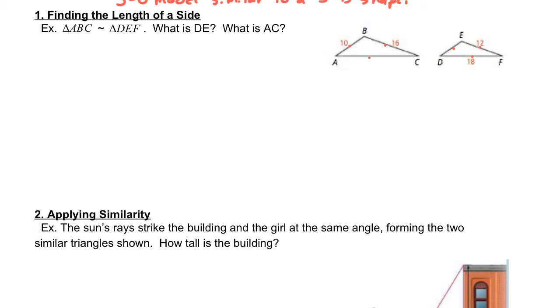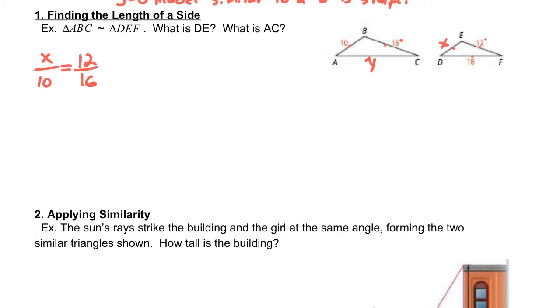Let's just use X for DE. Let's use Y for AC. DE is proportional to AB. So that means X is proportional to 10. And then from that same triangle, 12 EF is proportional to 16 BC. So I could write this as 12 over 16. You've got to notice that 12 and X are on the same shape, so they're both on the top. 10 and 16 are from the same shape, so they're both on the bottom.